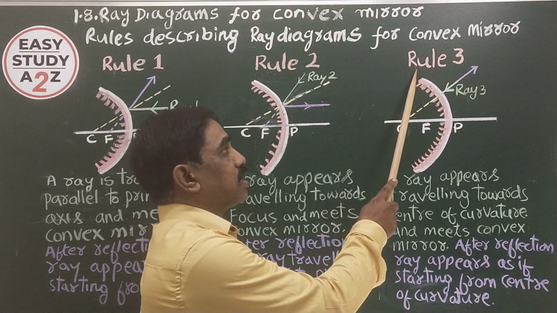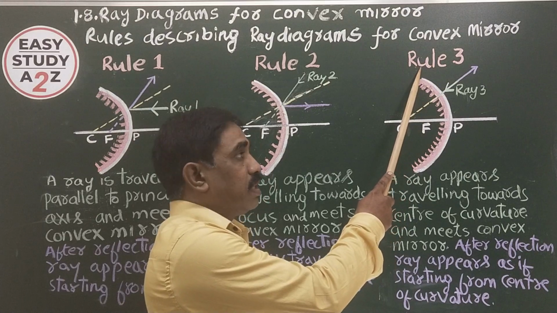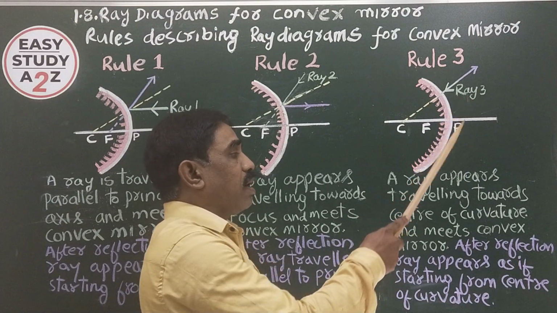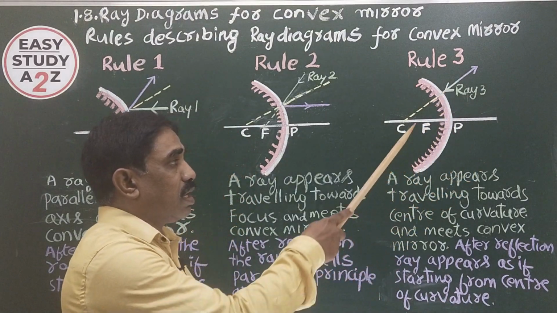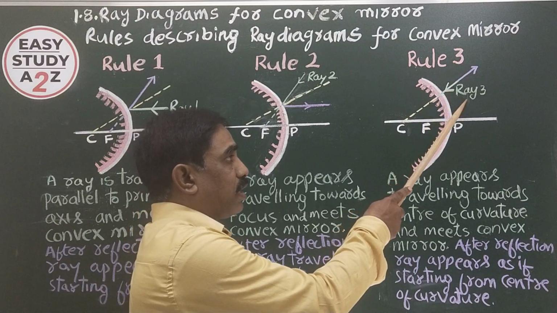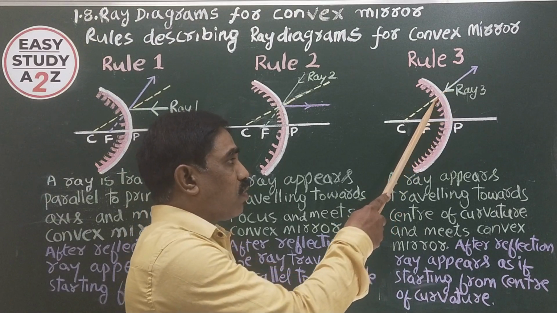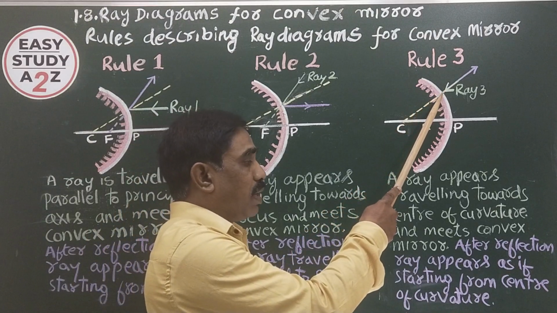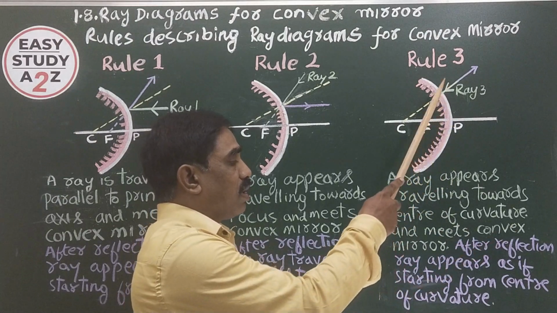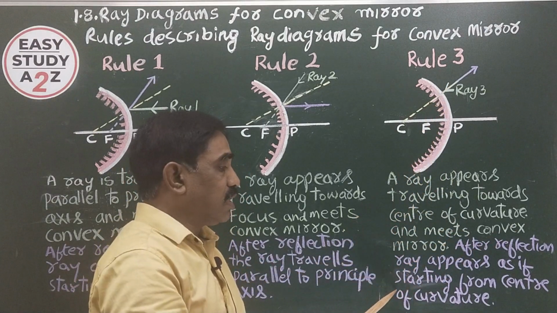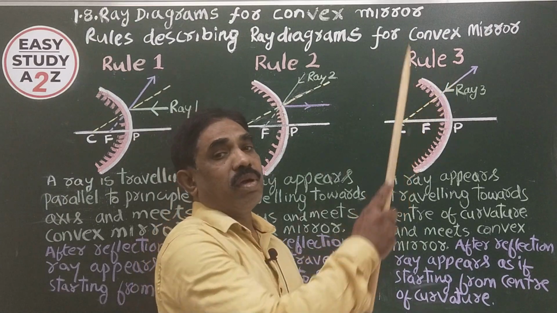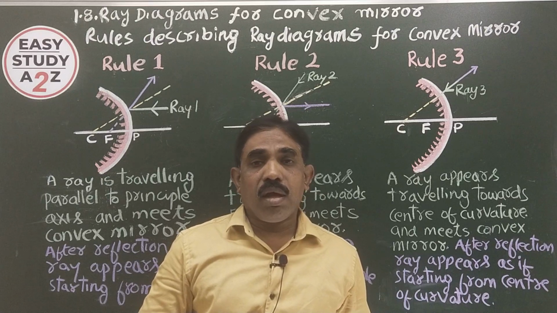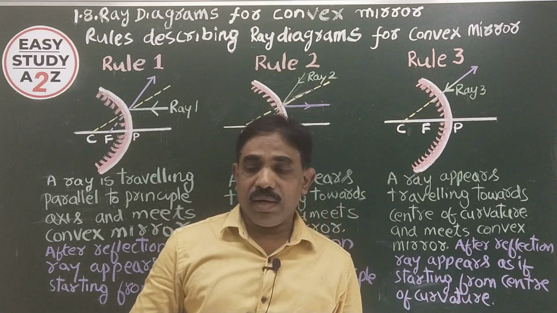Let us discuss rule 3. In rule 3, we will discuss the behavior of ray 3. Now, ray 3 appears to be traveling towards the center of curvature and meets the convex mirror. After reflection, the ray appears as if it is starting from the center of curvature. These three rules are useful to describe the ray diagrams for convex mirror.